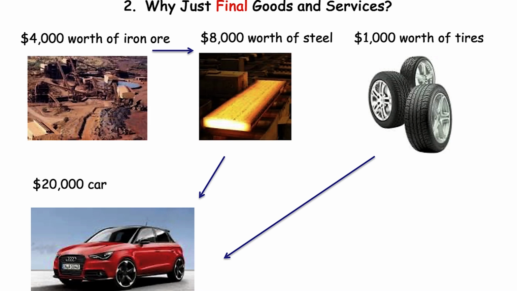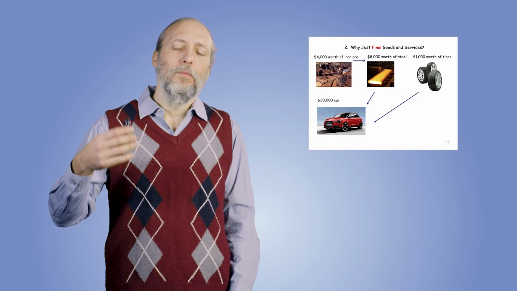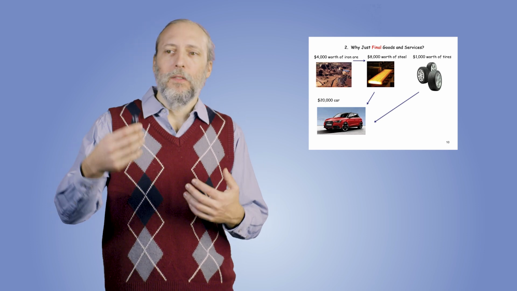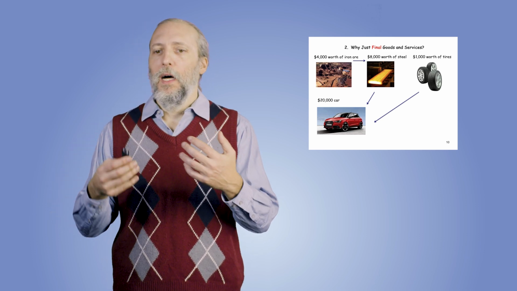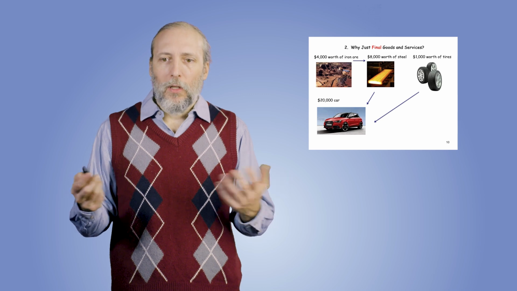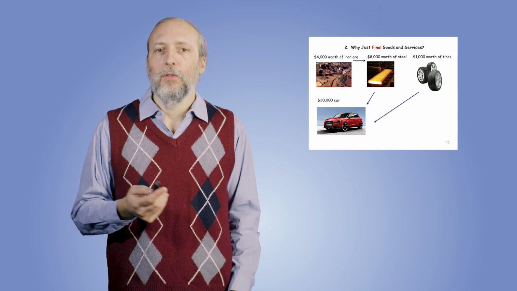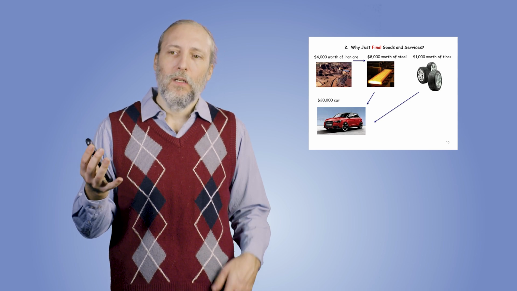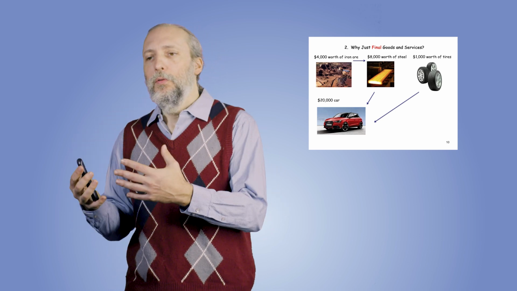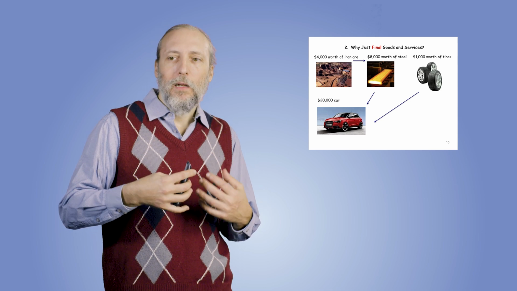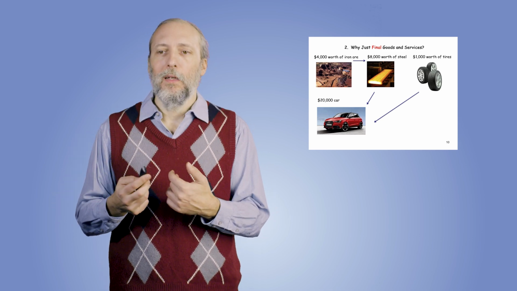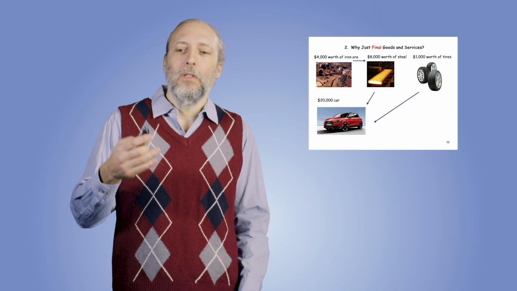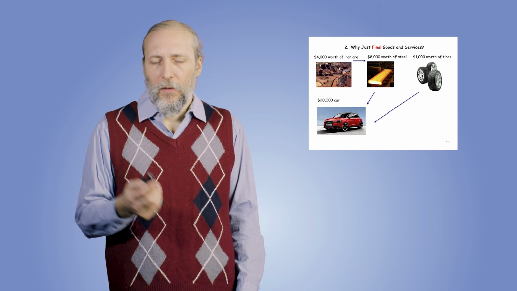Now, would we say that the total value of production in this economy is the $4,000 of the iron plus the $8,000 of the steel plus the tires plus the car? Do we say the total value is $33,000? Well, the problem is that if we do that, the value of the steel includes the iron that was used to produce it. And then the value of the car includes the value of the steel and the value of the tires. And so if we add, we would be double counting the value of the inputs that we use for producing the car, for example, the steel.